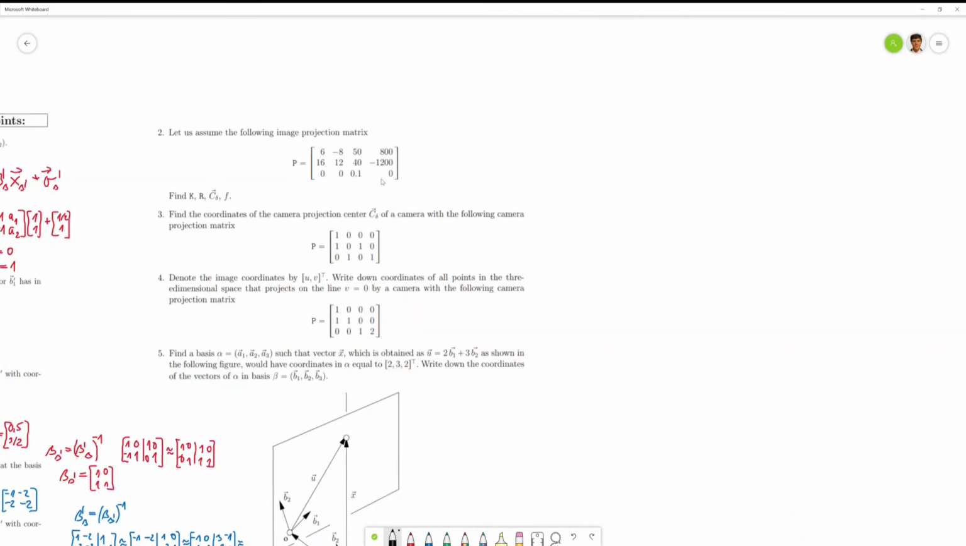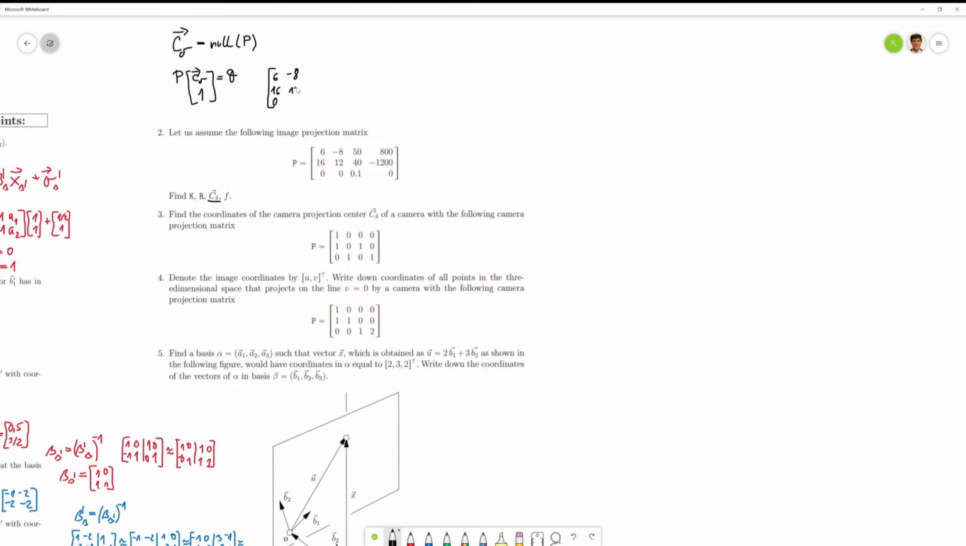Let's look at the second task. We have a given projection matrix and we want to find K, calibration matrix, rotation matrix, camera center and focal length. We know that the camera center is null space of our projection matrix.